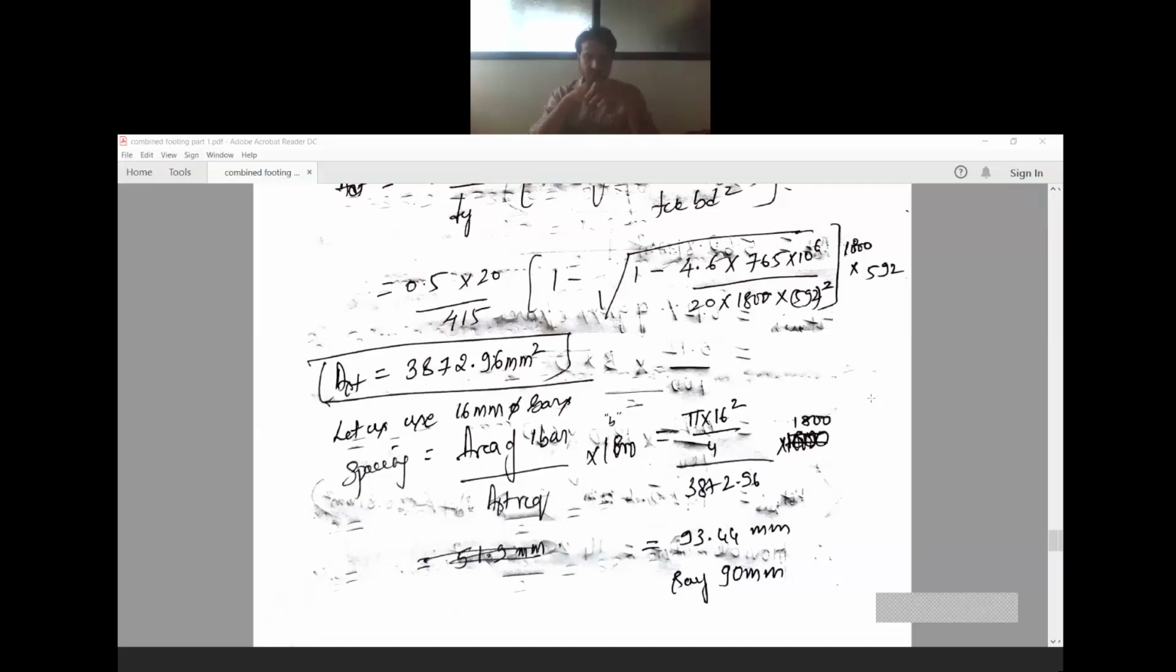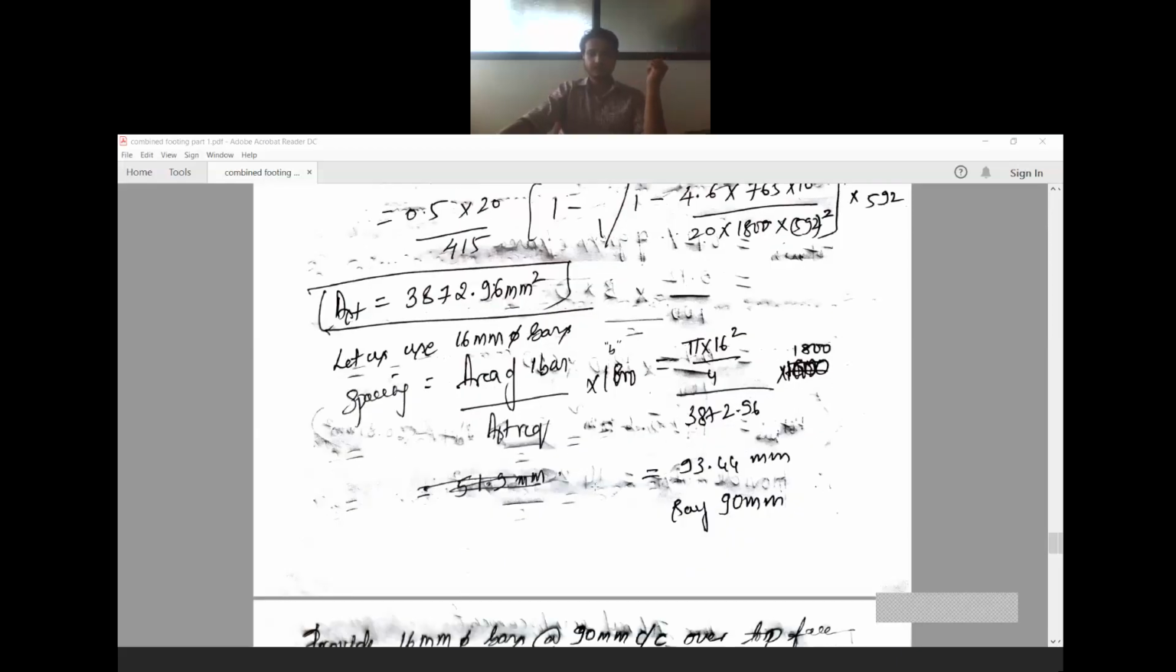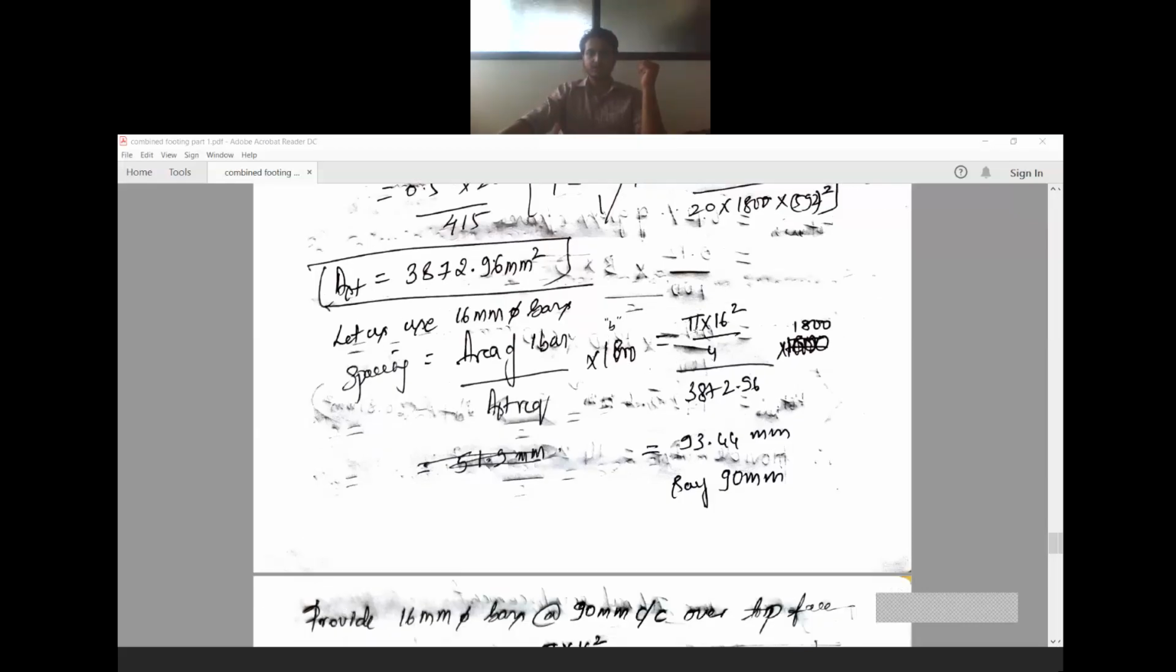So here to illustrate that I have just taken 16 mm dia, whereas according to the thumb rule I should be taking 30 mm or 25 mm dia bars. So I'm just taking 16 mm dia bars. What will happen is the spacing of the bars will decrease. To illustrate that, I have taken spacing. We have a common formula, area of one bar divided by area required, that is AST, multiplied by width of the foundation. Width of the foundation in our case is 1800. So that is what I have substituted here.